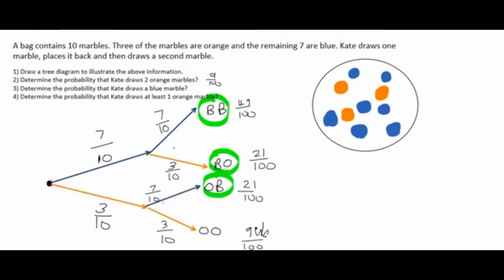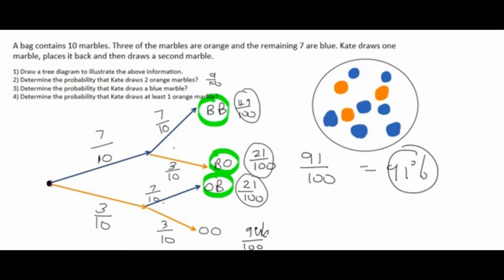Now, what's very important is that when you take these 3 values, you can add. You mustn't multiply these. These ones you're actually going to add together. And that gives us a 91 out of 100 chance. And that's 91%. Now that makes sense. Imagine you're Kate, busy drawing marbles out of a bag, and you do this twice. The chances that you get a blue are going to be pretty high. I mean, there's 7 marbles of blue and only 3 orange. So you have a 91% chance that you would get at least 1 blue.